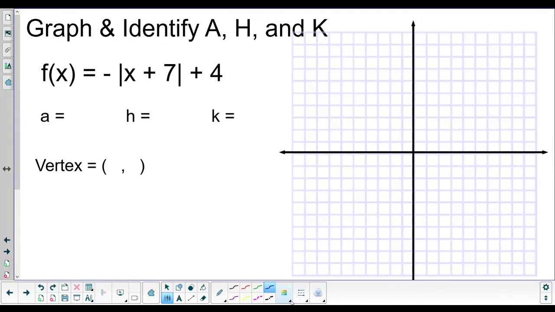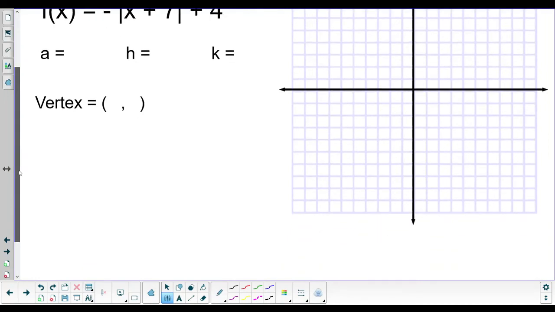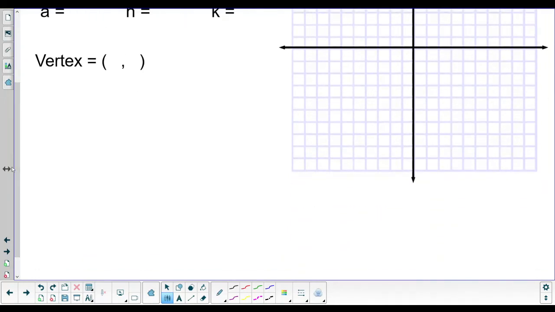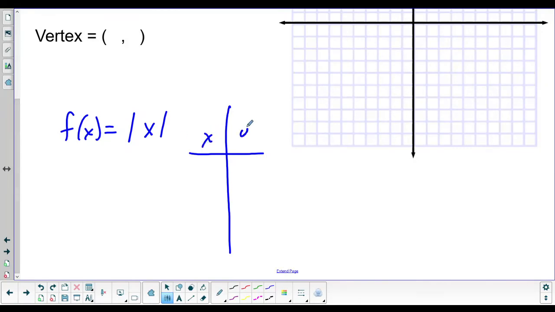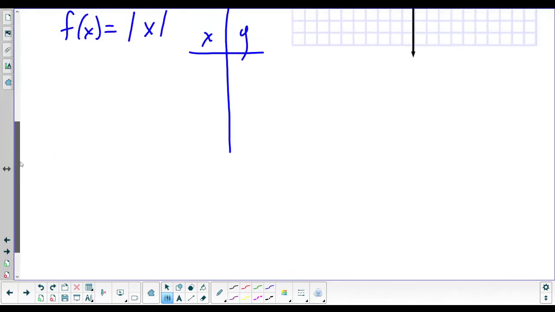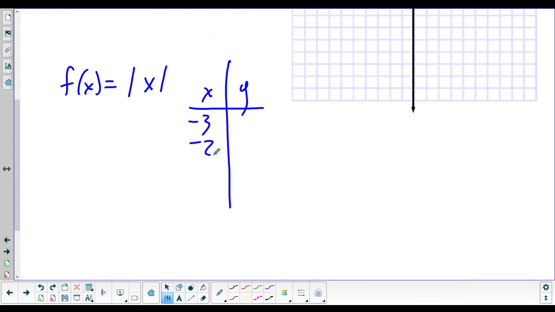So let's start by talking about the parent function first. The parent function, which is a fancy way of saying the simplest function that we transform to get all the other ones, is f of x equals the absolute value of x. So let's make another xy table. Let's plan ahead a little bit this time, and we'll do from -3 to 3.